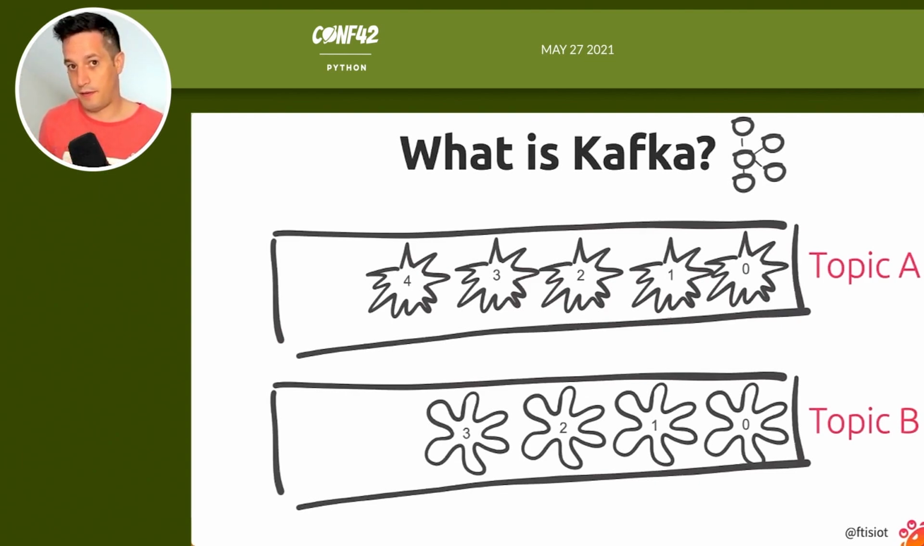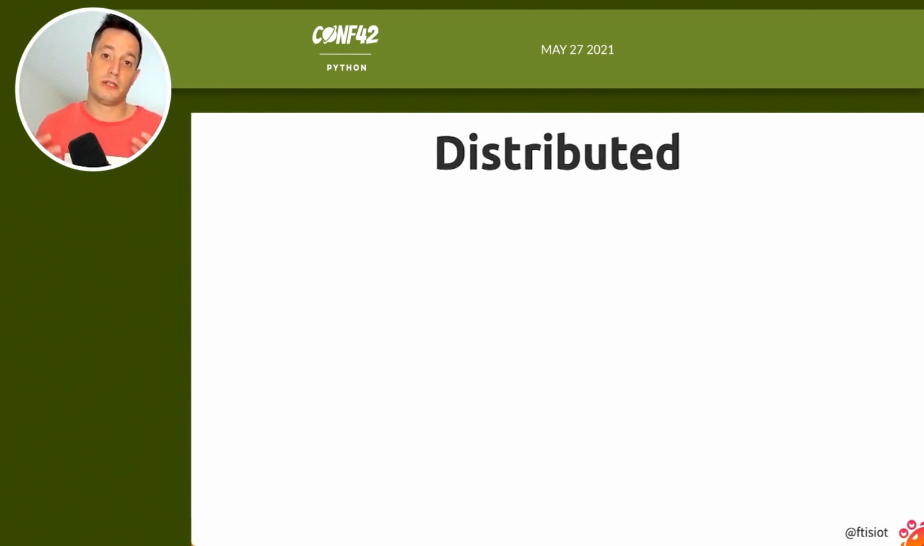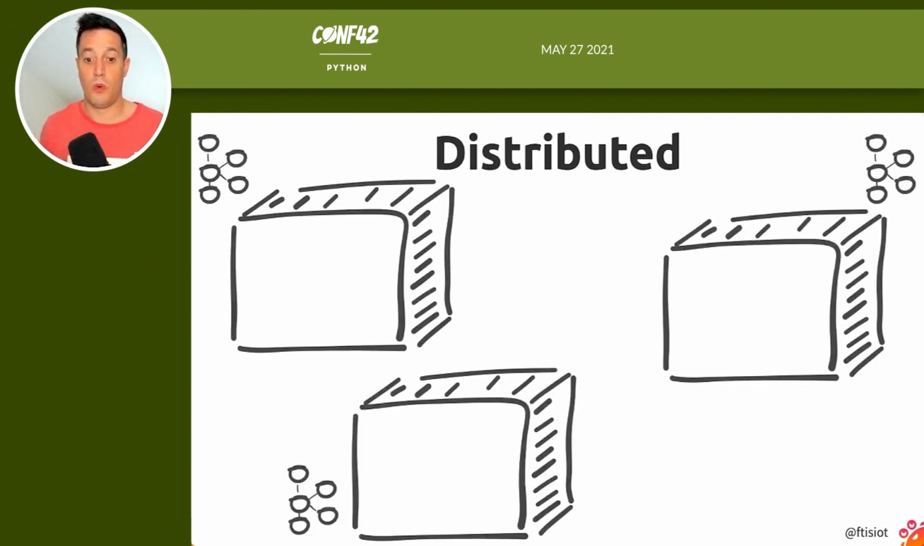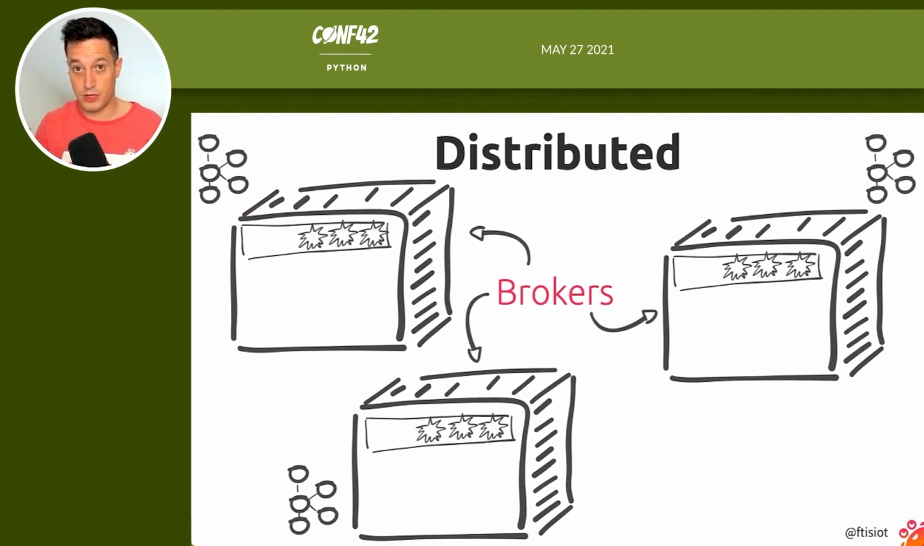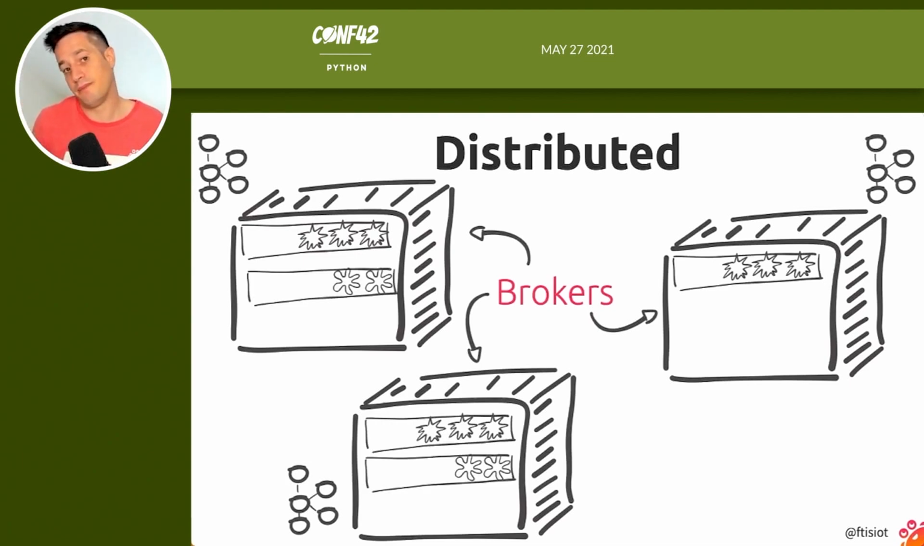Even more, Kafka is not meant to run on a huge single server. It's meant to be distributed. So this means that when you create a Kafka instance, most of the time you will create a cluster of nodes, which are called, in Kafka terms, brokers. And the log information will be stored across the brokers in your cluster, not only one time, but multiple times.